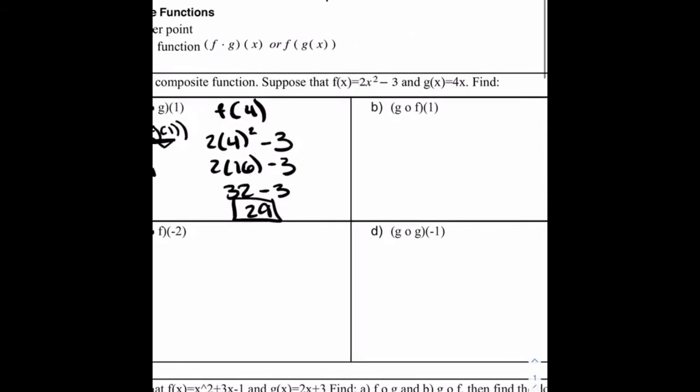So let's try now g of f of 1. I'm going to input 1 into the f of x function. So 2 times 1 squared minus 3, which is 2 minus 3, which equals negative 1. That's my output of when f equals 1. And I'm going to take that and plug it into the g function. So 4 times negative 1, which equals negative 4.